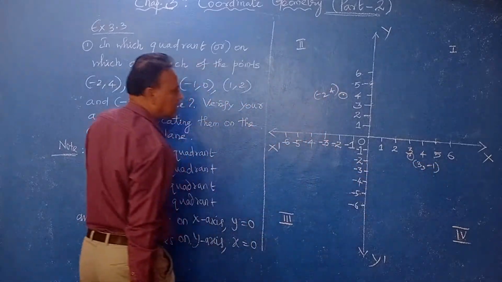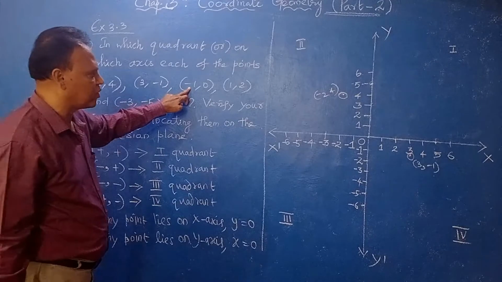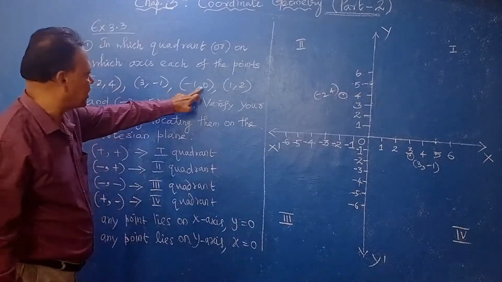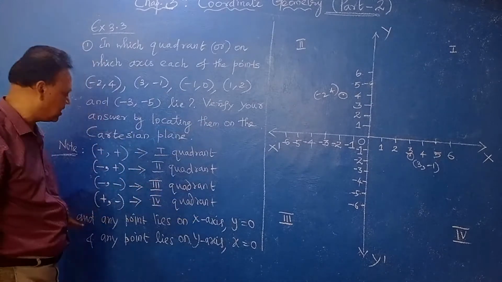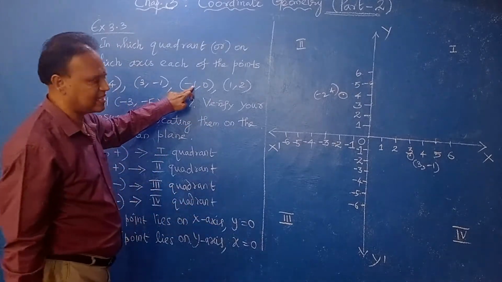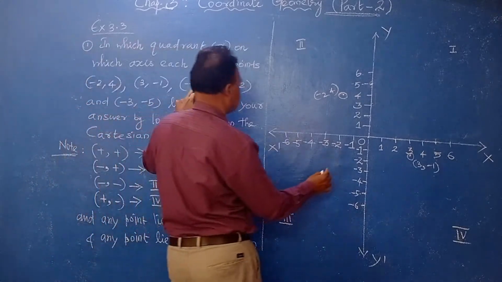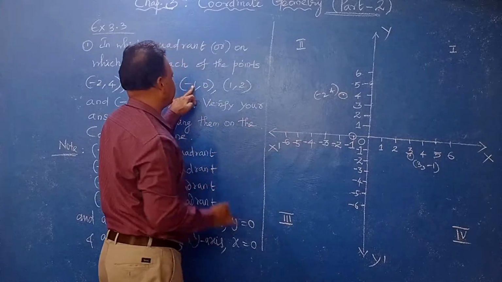This is the fourth quadrant. Then minus 1 comma 0. X is minus 1, y is 0. Y is 0 means this point lies on the x axis. When the y coordinate is 0, then the point lies on the x axis. So minus 1, 0, here you see, the point lies on the x axis.